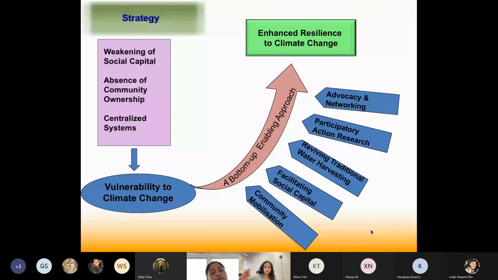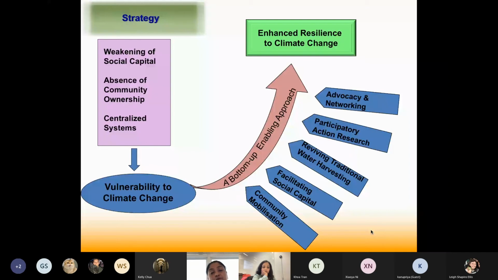Okay. So we basically do community mobilization. We facilitate what we call social capital. That is, invest in people and bring them together. Revive traditional rainwater harvesting. Again, we sit down with the village. Rainwater harvesting is a very, very specific area, specific need. So we sit down with the village.